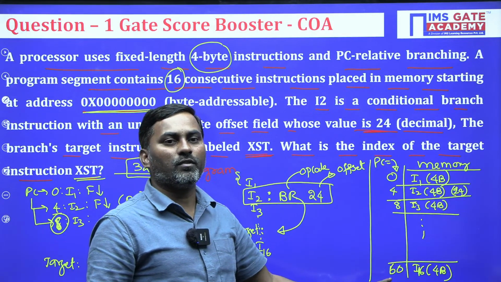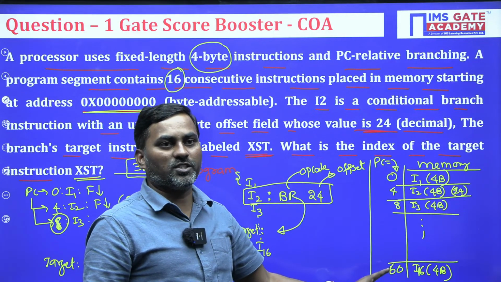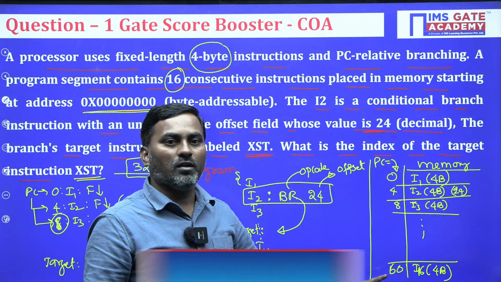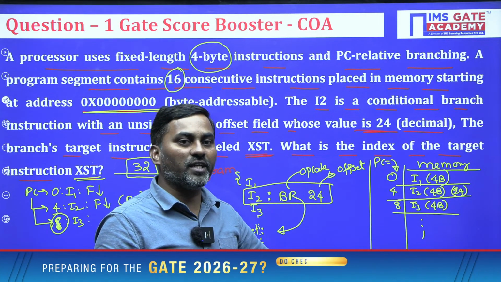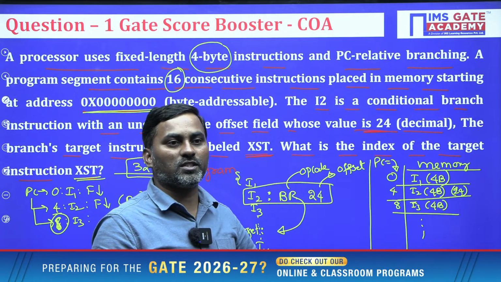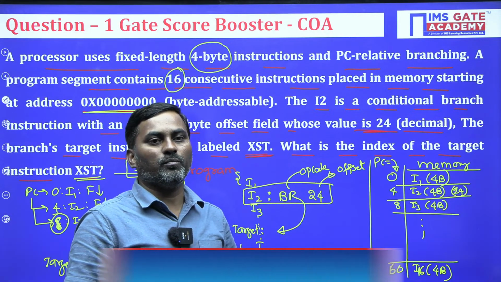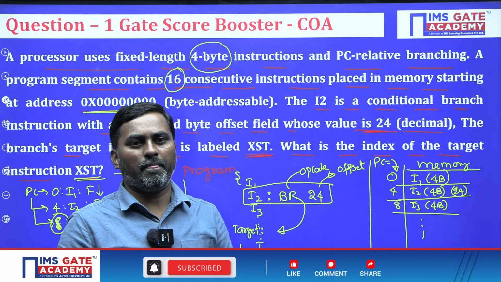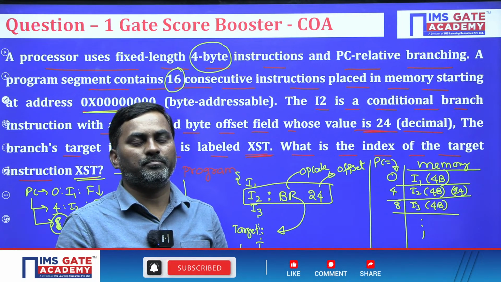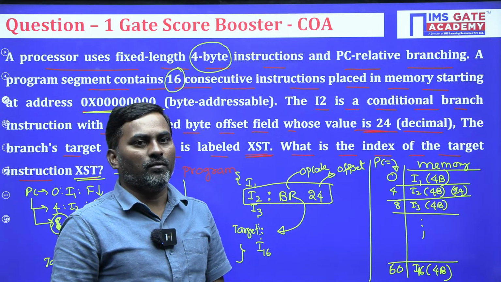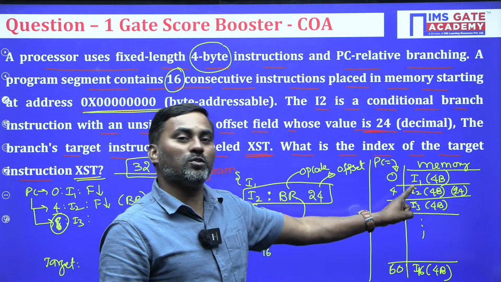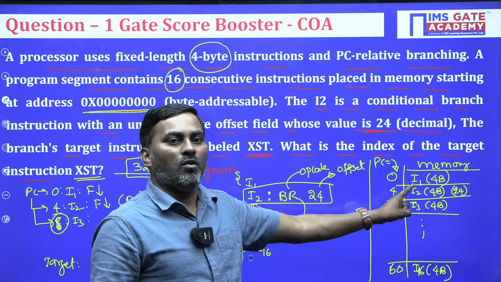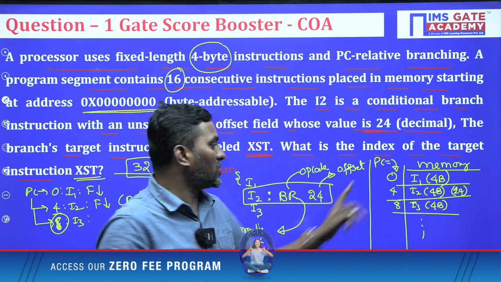Is it true? Yes, ma'am. The value is true. Instruction 16 is at address 60. Just confirm. Okay. Now I2 is a branch, right? I2 instruction is a branch, right?